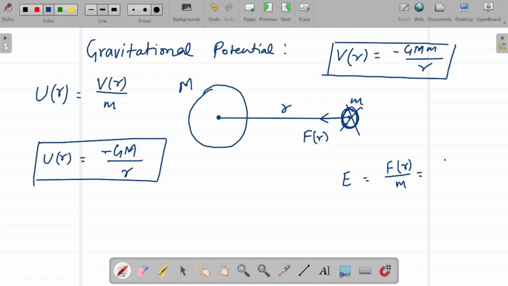This is G M by r square in magnitude, or if you are taking direction, then you have to be specific about this thing. This is positive, then this will be negative. So you can write minus r cap, because force is directed along this line, towards the center of this bigger one. Okay. So this force is along minus r cap.